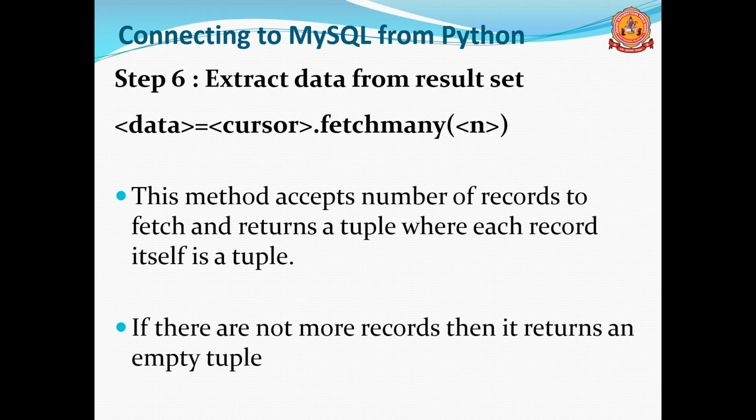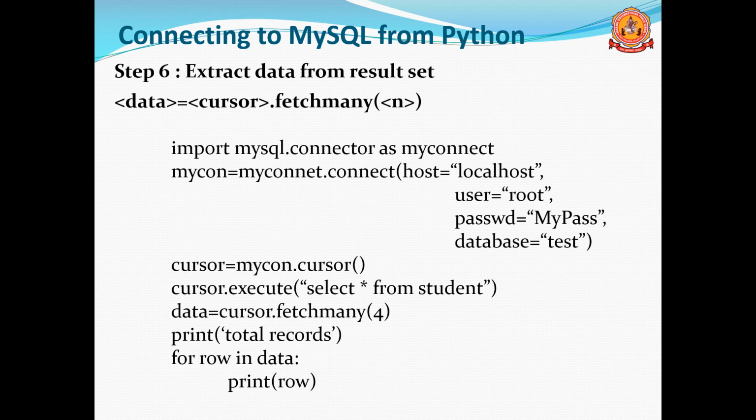If there are no more records, then it returns an empty tuple. Remember, for example, if you give 4 to fetchmany but only 3 records are there, the last one will be returned as an empty tuple. If there are 10 records and you give 15, then 5 empty tuples will be displayed. So the number of results displayed is based on the number provided.